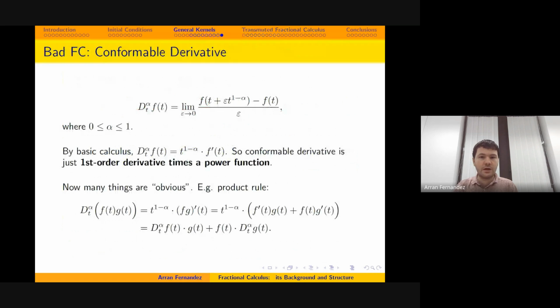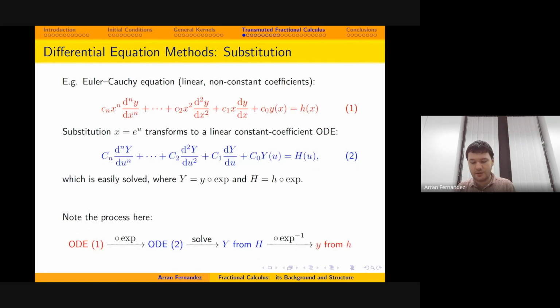Okay, so now I want to quickly justify, I'm going to overrun the time, I guess, but I want to at least briefly talk about transmuted fractional calculus, and I want to justify this from differential equations. Let's think about the Cauchy-Euler or Euler-Cauchy differential equation, linear with non-constant coefficients. One way to solve this is by making a substitution for the independent variable. We put x equals e to the power u, then it transforms to a linear constant coefficient ODE. A linear constant coefficient ODE can always be solved easily, and then we get the solution for capital Y as a function of u, that's y composed with exponential, and then we substitute again x equals e to the power u to find it as a function of x.